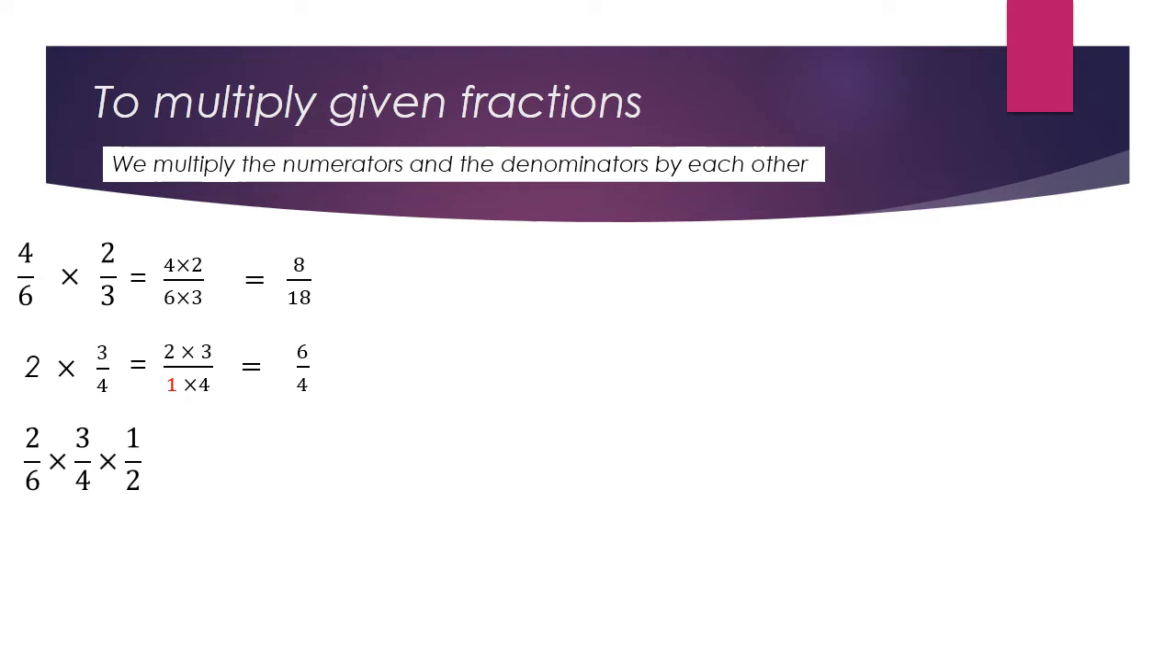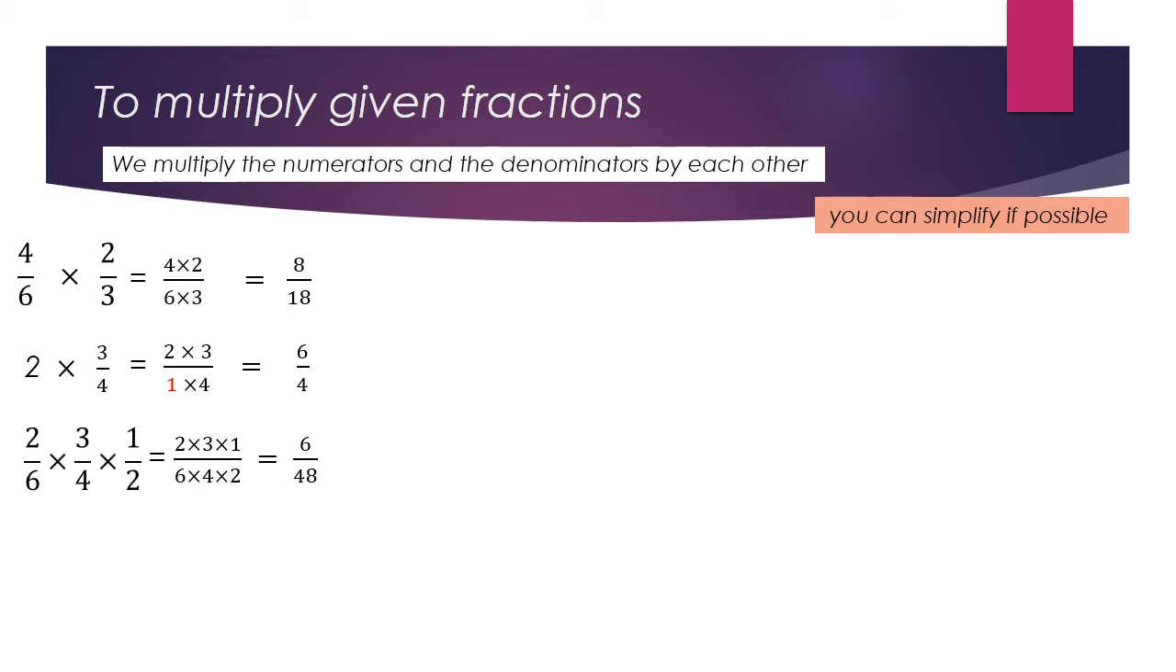Also, if we have 3 fractions, we do the same method. 2 times 3 times 1 over 6 times 4 times 2 equals 6 over 48. We can simplify if possible. The answers here, 8 over 18, 6 over 4, and 6 over 48 can be simplified.